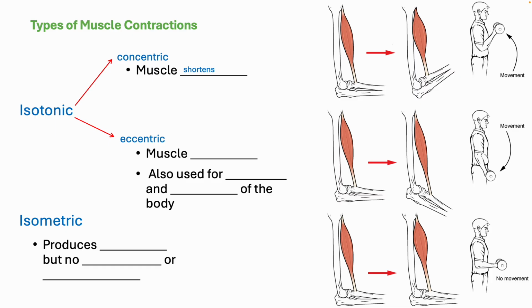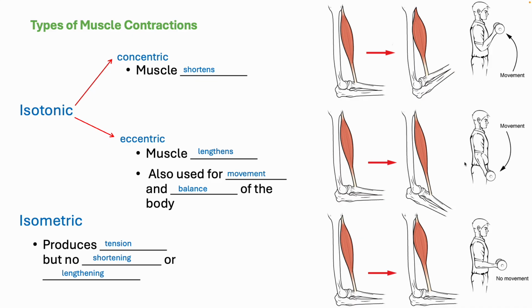So in isotonic, you can have either concentric or eccentric. In concentric, the muscle is going to shorten. You can see that's what's happening here in the top right. He is lifting weights, so he contracts as he's doing a bicep curl, and that leads to the bicep coming closer to his chest. In eccentric, the muscle is going to lengthen. So this is what happens as he is lowering the weight down after lifting. It's also used for movement and for balance of the body.